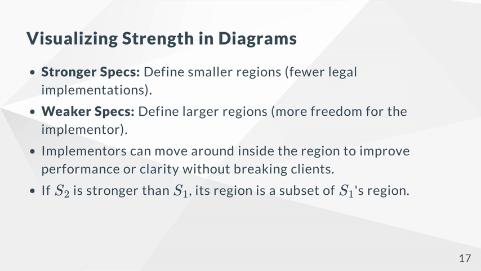The spec serves as a firewall. For clients, it doesn't matter which specific point or implementation they are using, as long as it's within the specified region. Stronger specs define smaller regions because they are more constrained. There are fewer legal ways to satisfy the strict requirements. Weaker specifications define larger regions, offering the implementer more freedom to change the algorithm, optimize performance, or fix bugs without stepping outside the boundary and breaking the client's code.